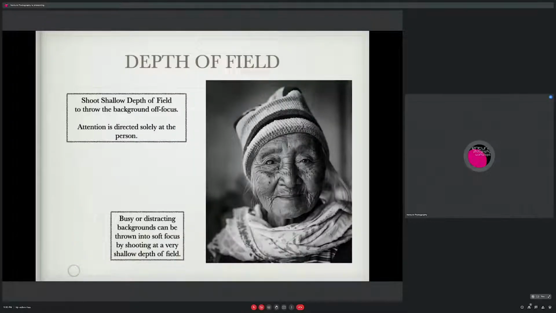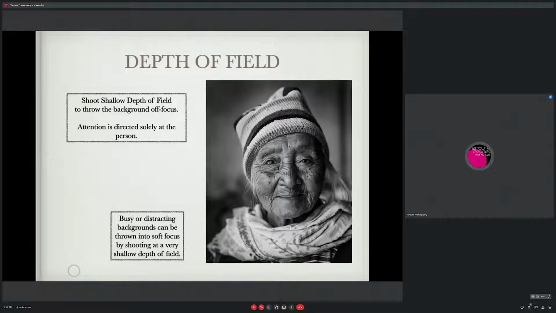This is why people buy those 85mm f1.2L lenses and all that, in order to throw the background off focus so that the attention is basically directed solely at the person who is staring at the viewer, okay, the portrait subject. You can use that if you find that the backgrounds are distracting.